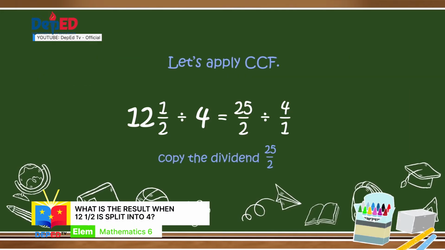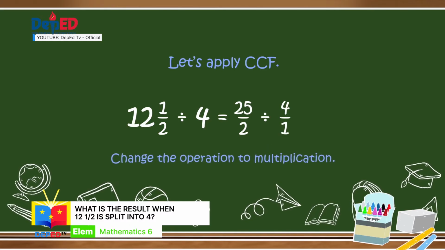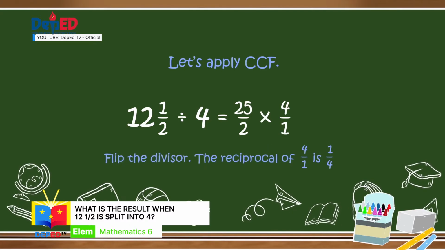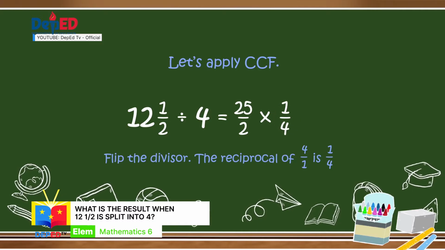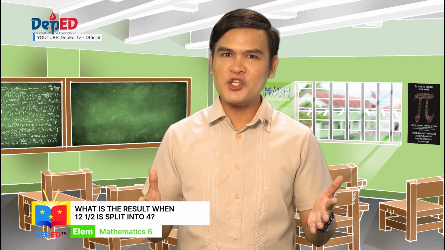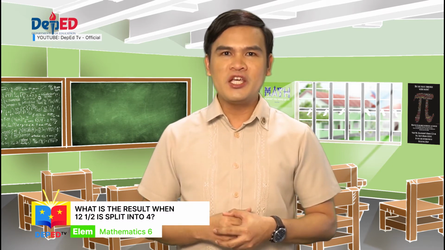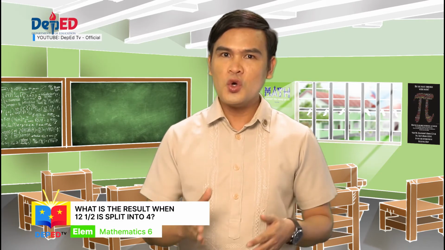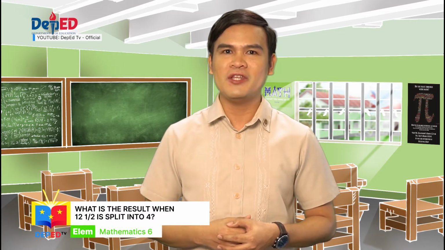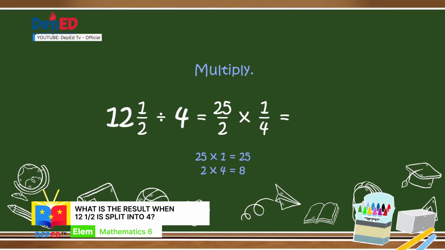Again, let's apply CCF. Copy the dividend, 25/2. Change the operation to multiplication. Flip the divisor by getting its reciprocal. The reciprocal of 4 over 1 is 1/4. Now, let's follow the steps in multiplying. 25/2 times 1/4. Can we use the cancellation method? No, because there is no possible pair of numerator and denominator with GCF. So, multiply the numerators and the denominators. 25 times 1 equals 25. 2 times 4 equals 8.